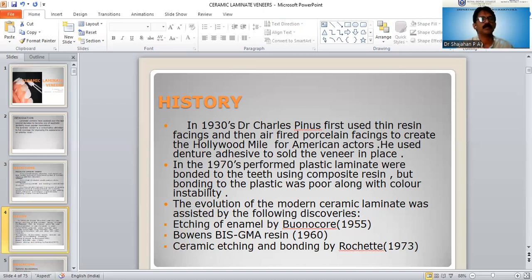Now we are coming to the working and setting time of agar. It is 7 to 15 minutes working time, and setting time is about 5 minutes. So you have to manipulate the material within 7 to 15 minutes, and once you keep it inside the mouth, you have to wait at least 5 minutes till the final set is over.